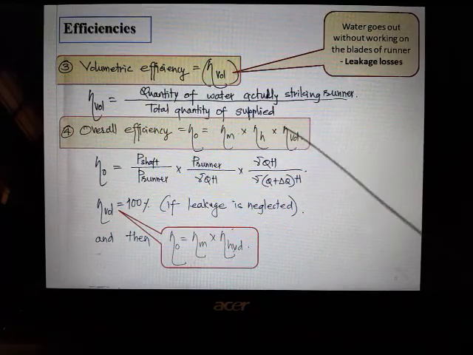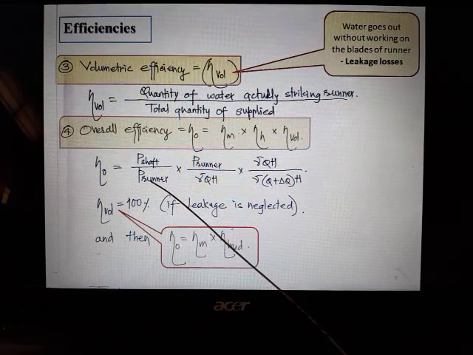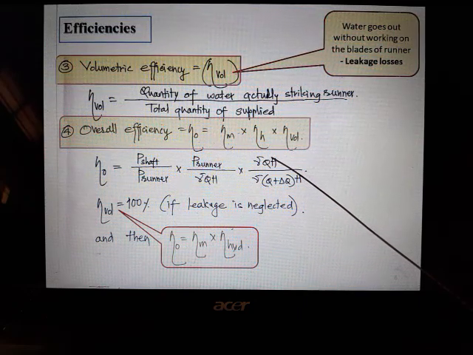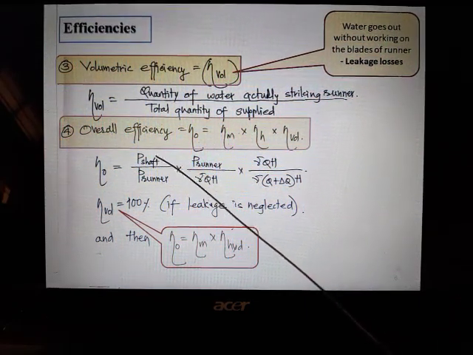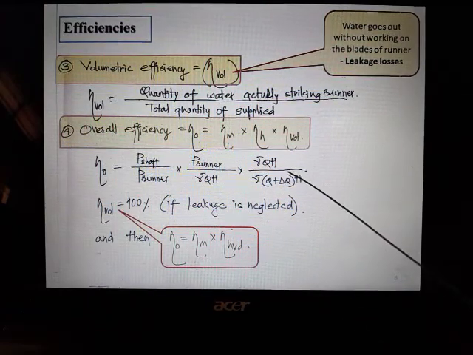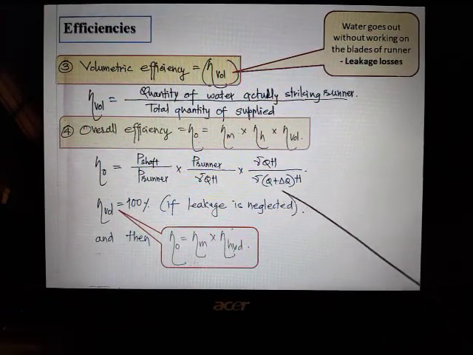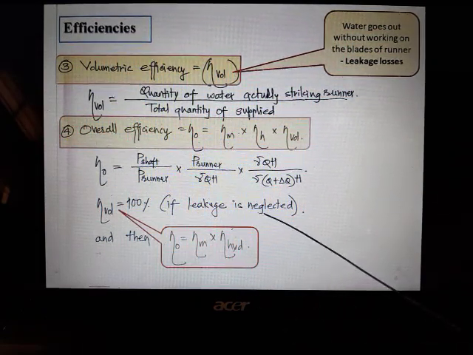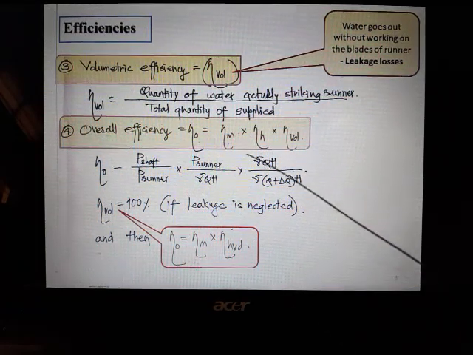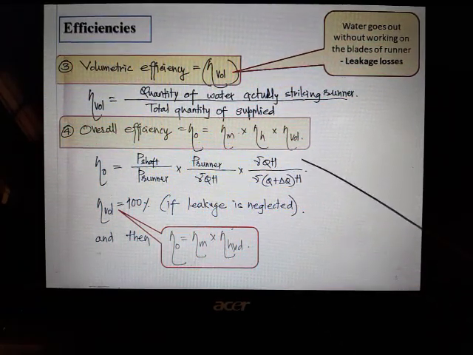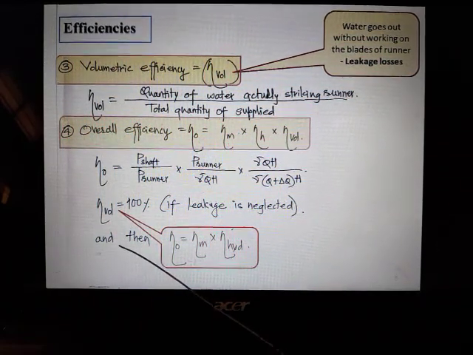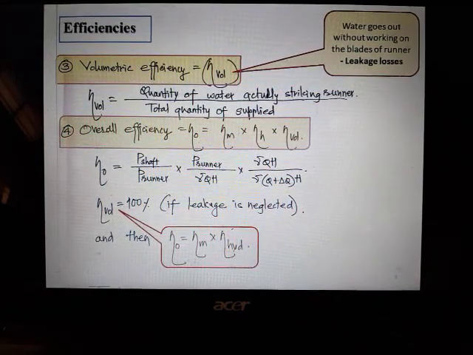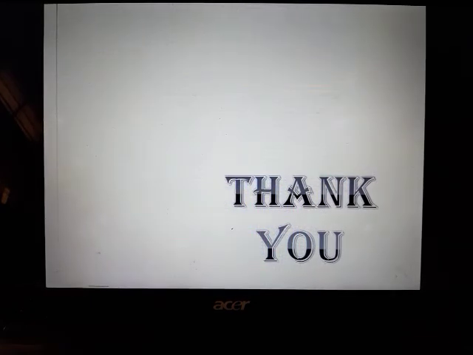Overall efficiency is a product. Why is it a product? Because each denominator cancels with the next numerator. Overall efficiency can then be defined as the power available at the shaft divided by the power with gross head, right? Generally, if leakage is completely prevented, the volumetric efficiency is 100%. In that case, we generally say overall efficiency is simply the product of mechanical efficiency and hydraulic efficiency. Okay, thank you.